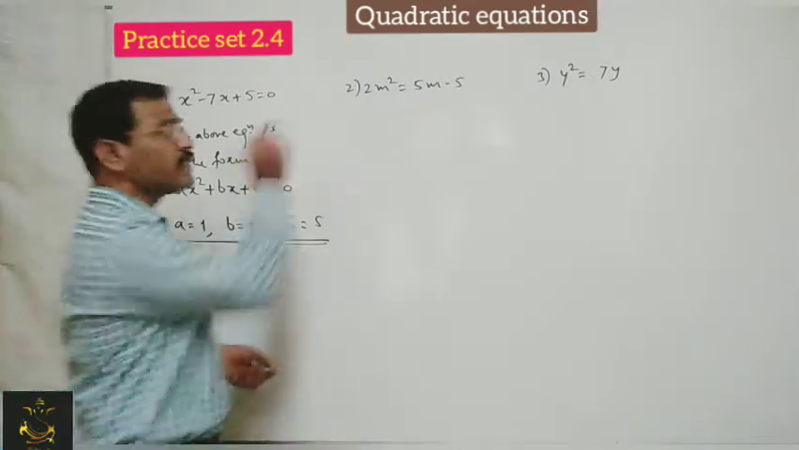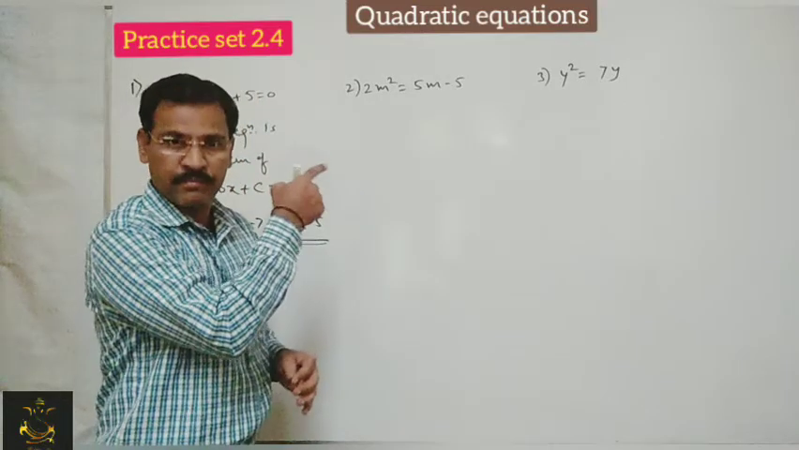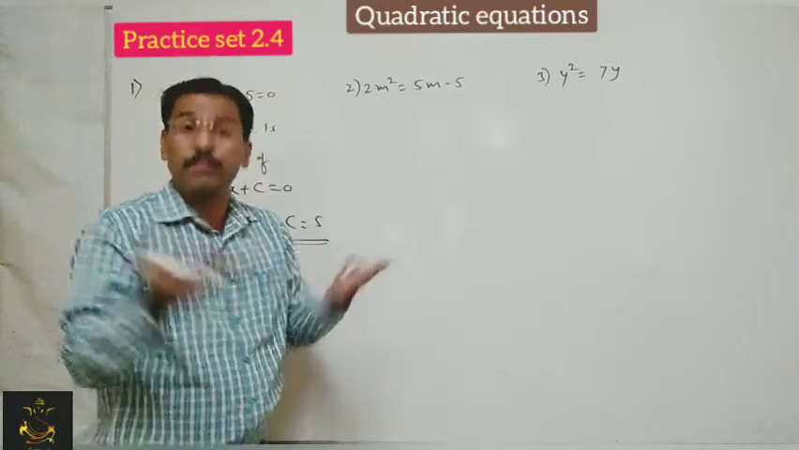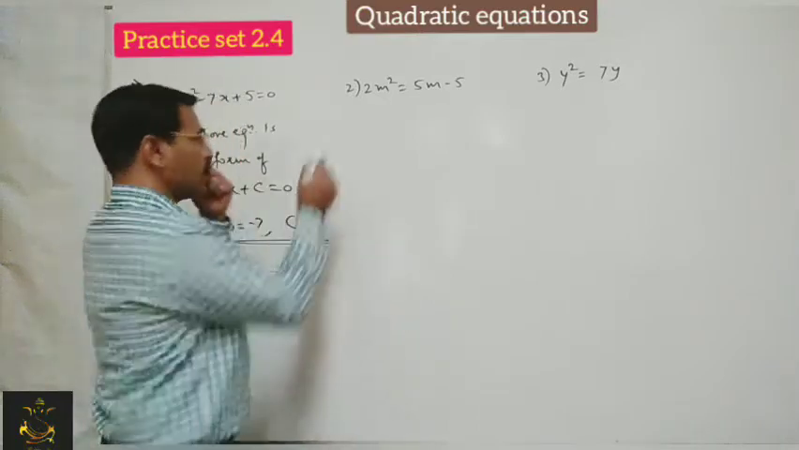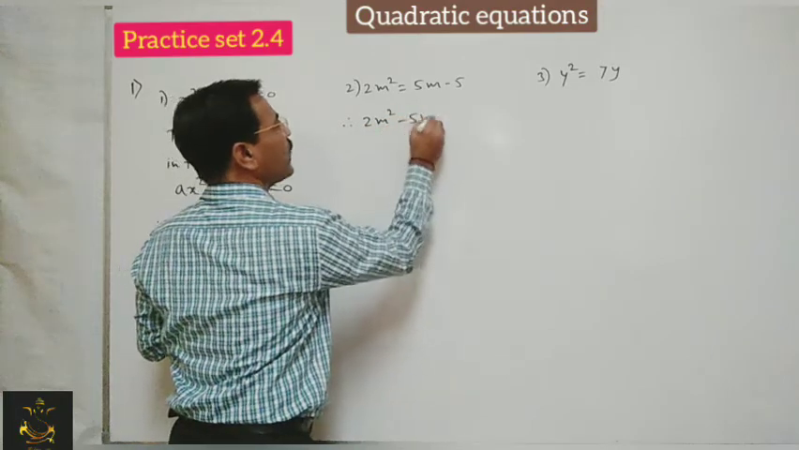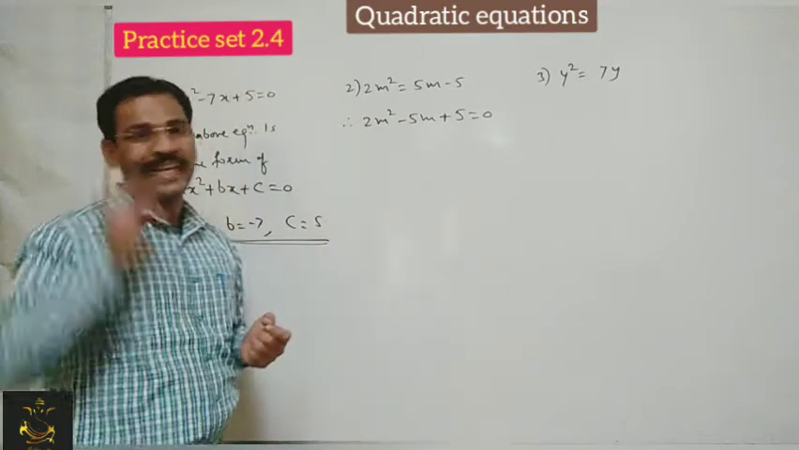Here also, this is not in that form, so I will make it in the standard form. But the variable here is m, not always x. Sometimes m, sometimes y, sometimes p also. Now I'll write it in neat form: 2m square minus 5m plus 5 equal to 0. Now it is in neat form.